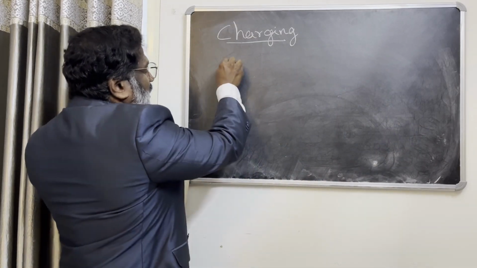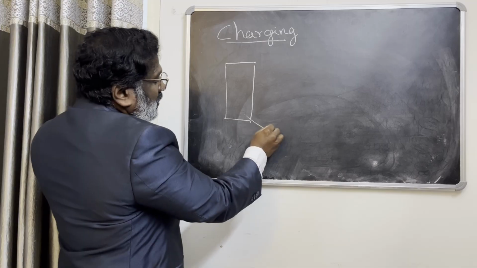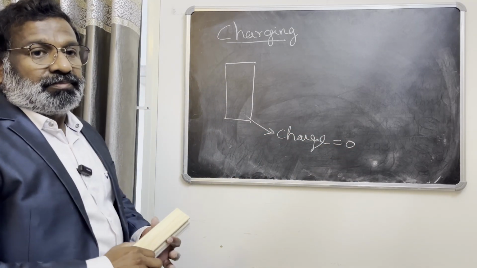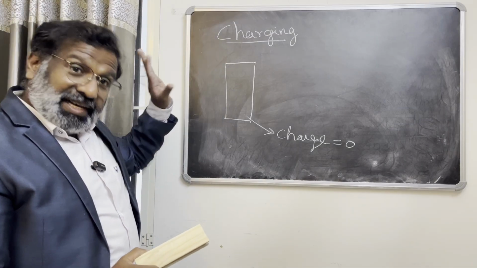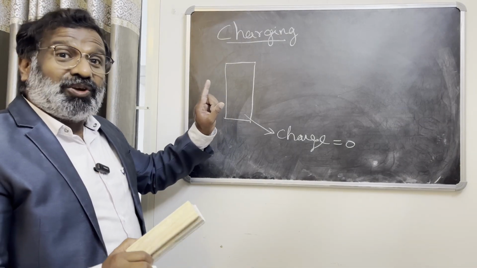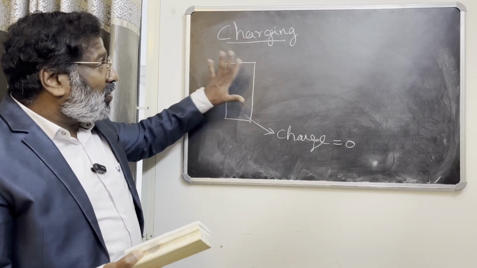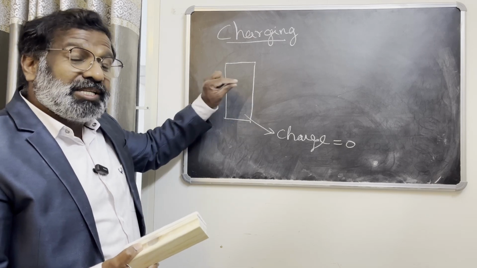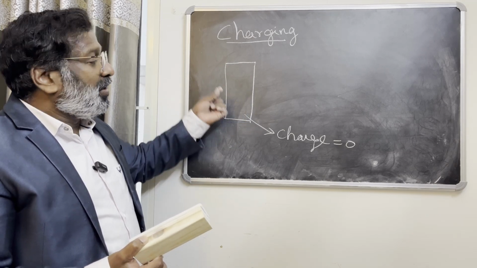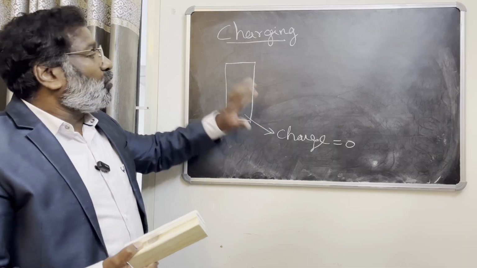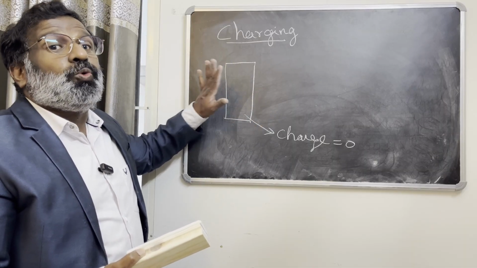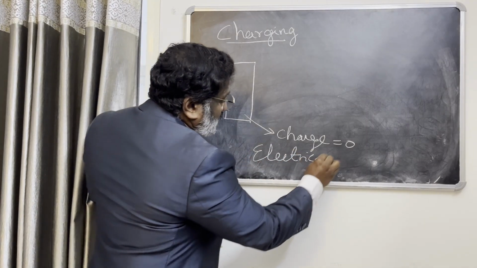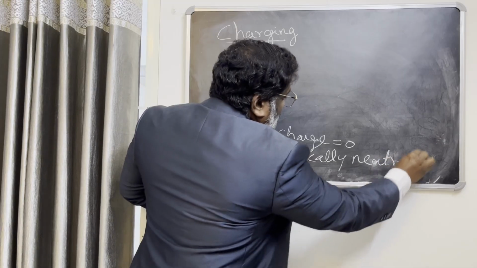So if you take a metal plate, the net charge is 0. All matter is electrical in nature because protons and electrons are electrical particles, and all matter has protons and electrons. But the net charge is equal to 0. So, all matter is electrically neutral. Clear? All matter is electrically neutral. Net charge is 0.